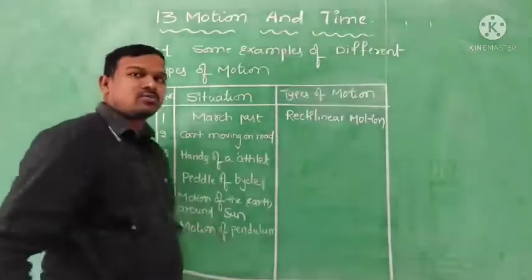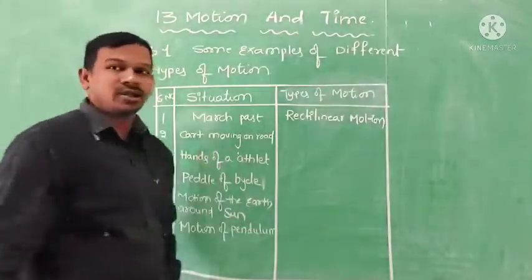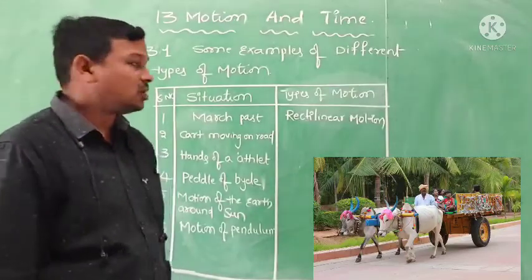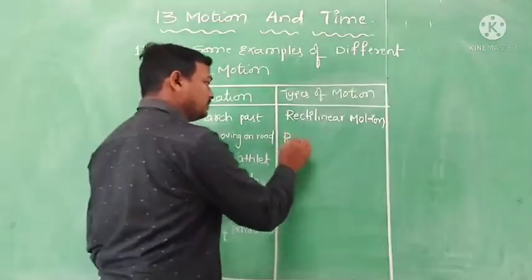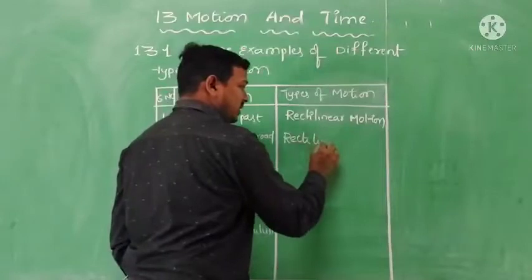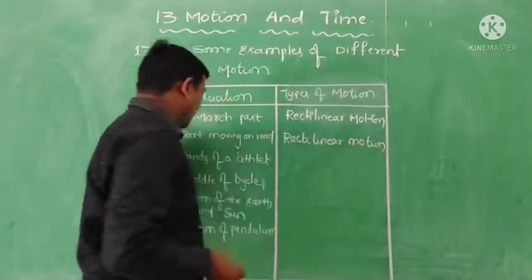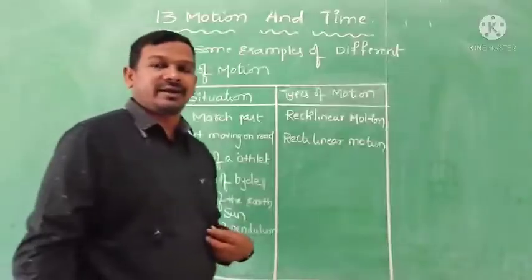Now the bullock cart is moving on a road, which means the cart is also going in a straight line direction. So what type of motion can we call it? Rectilinear motion. Now, hands of an athlete.